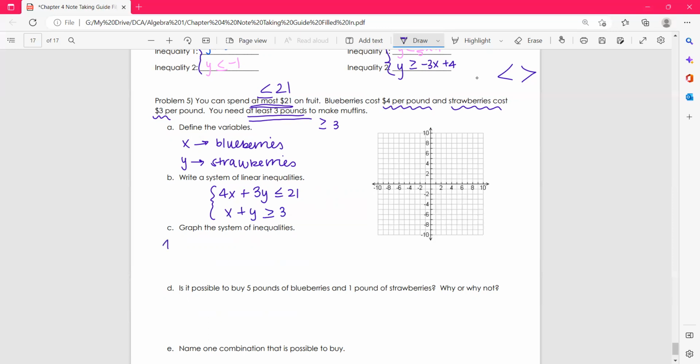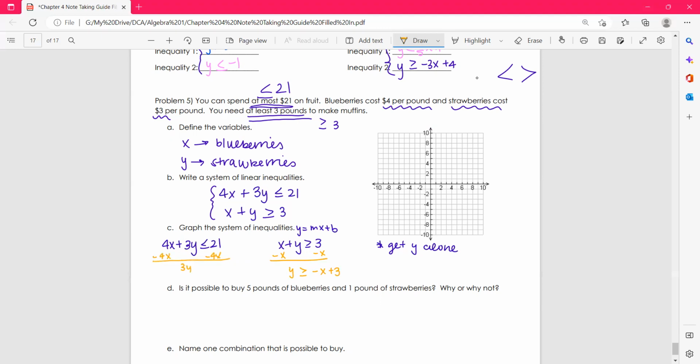When we graph, guys, we're used to our equations being in slope-intercept form, y equals mx plus b. Neither of these inequalities are in that form. We have to get them in that form to make it a little bit easier when we graph. What we need to remember is we need to get y alone. That second equation is going to be easier. To get the y alone, just subtract that x over, and you'll get y is greater than or equal to negative x plus 3. For the first one, we've got to subtract the 4x.